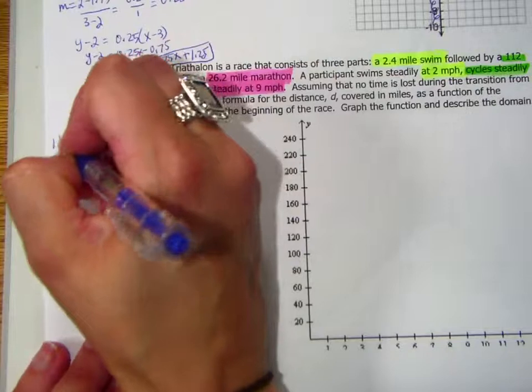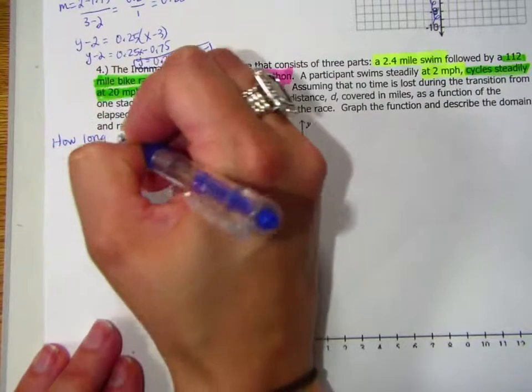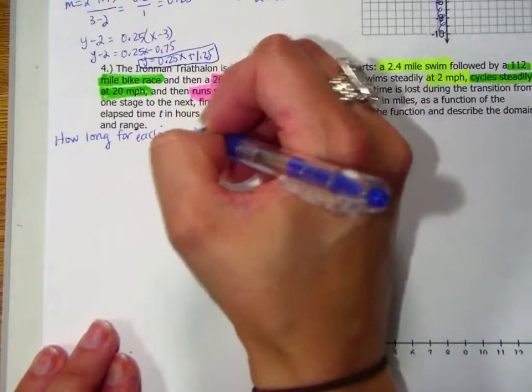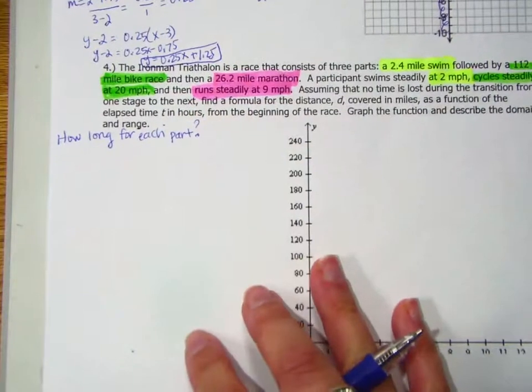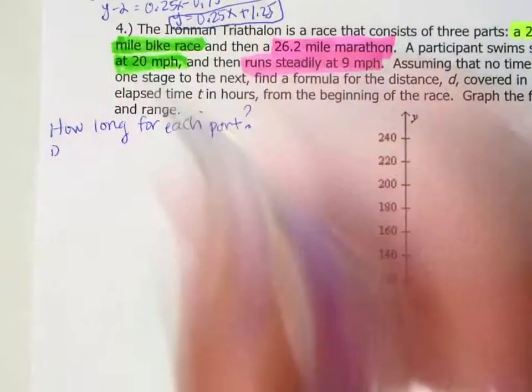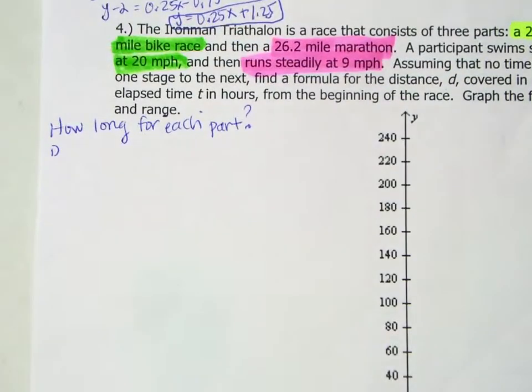So, here's where we need to start. We need to start with the amount of time it took for each portion of the triathlon. So how can we figure out how long it took her for the swim? I highlighted that stuff on purpose for a reason. Can we figure out how long she spent swimming?